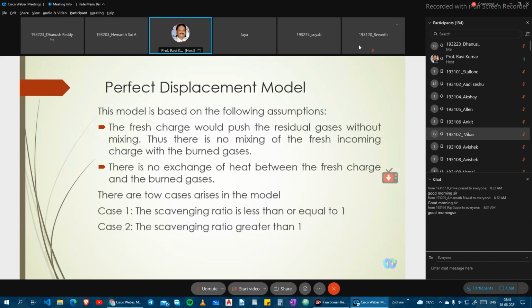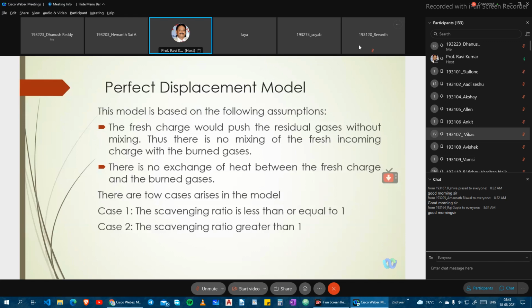This perfect displacement model is based on the following assumptions: the fresh charge would be pushed to the residual gases without mixing. Thus, there is no mixing of the fresh incoming charge with the burned gases. That is a major assumption we take for the perfect displacement model. The fresh charge, the delivery you just asked about, would push the residual gases without mixing.